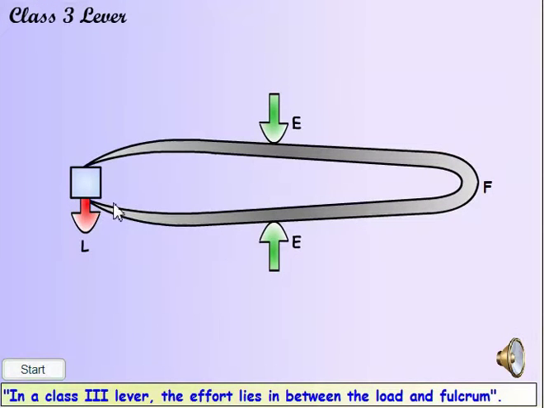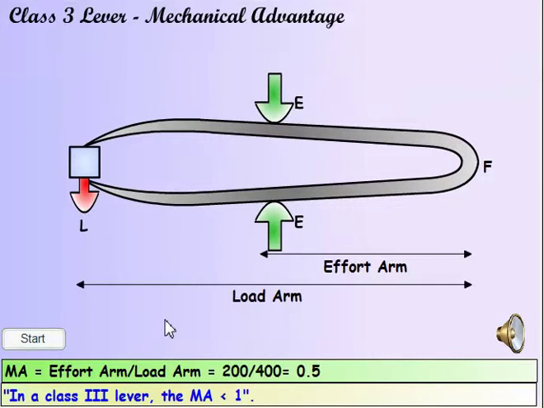In a Class 3 lever, the effort lies between the fulcrum and the load. An example of the Class 3 lever is a tweezer or a tong. These are normally used to pick something that is small. Since the effort is closer to the fulcrum than the load is, the mechanical advantage of a Class 3 lever is always less than 1. The velocity of the load is, however, greater than the velocity of the effort.